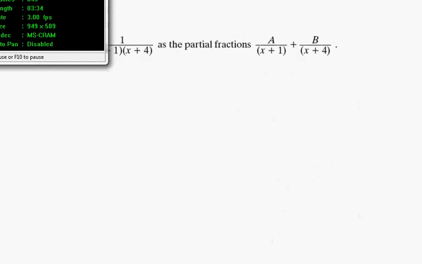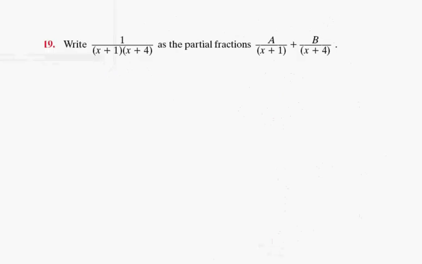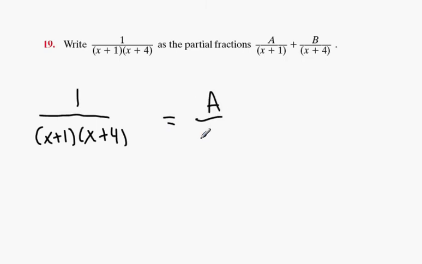Next, what you have to do here is partial fractions, right? The way questions 17 and 18 write this question is to write it as this: 1 over x plus 1 multiplied by x plus 4 equals a over x plus 1 plus b over x plus 4. Now, what you know about both sides is that the red one here is the same as the red one here.